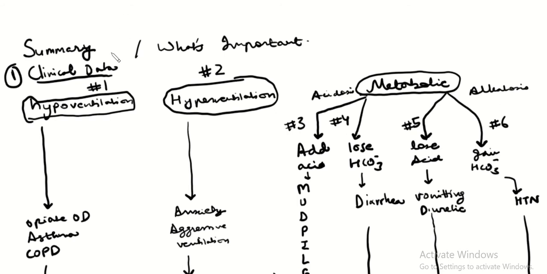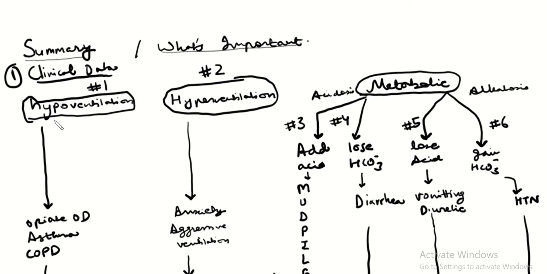So we've covered a lot of important ground with arterial blood gases. Here in this video, I'm just going to do a quick summary and highlight what's important from this concept from an exam and from an application perspective. So again, with clinical data, first of all, we got to see which category they belong to.